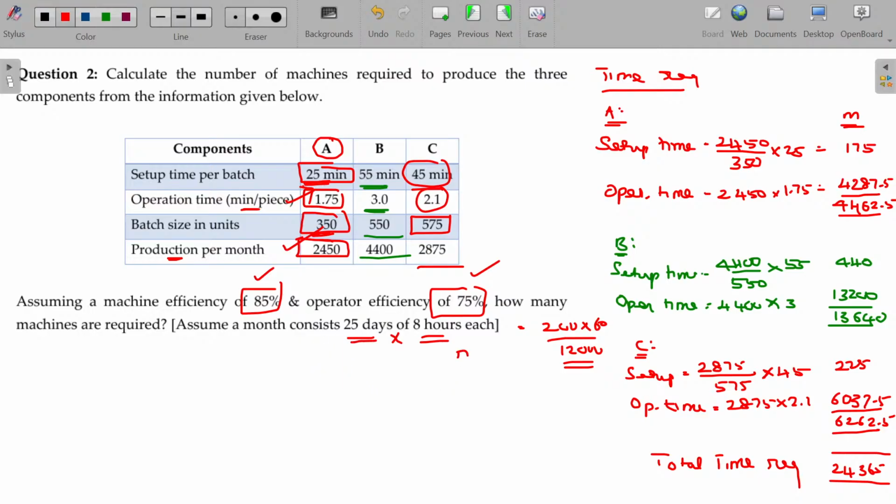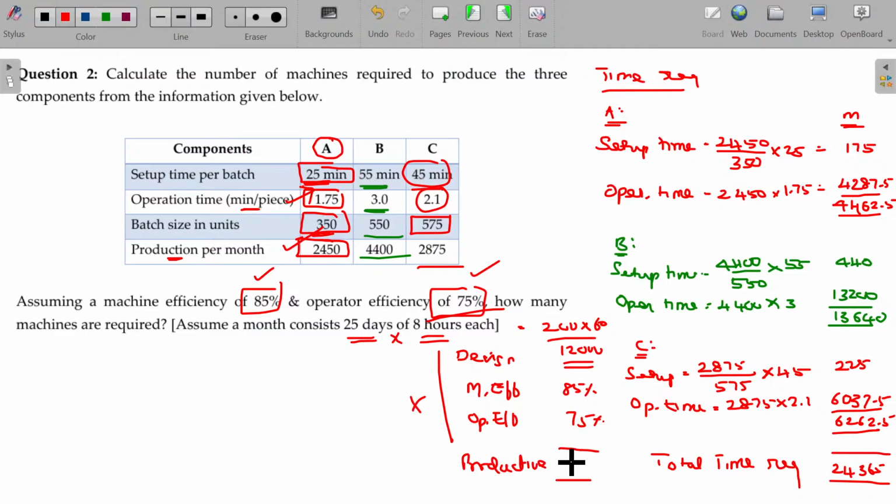Now, this is the design capacity, machine efficiency only 85%, operator efficiency 75%. Come on, multiply all the 3 to find out the productive minutes available. Productive minutes, 7,650.